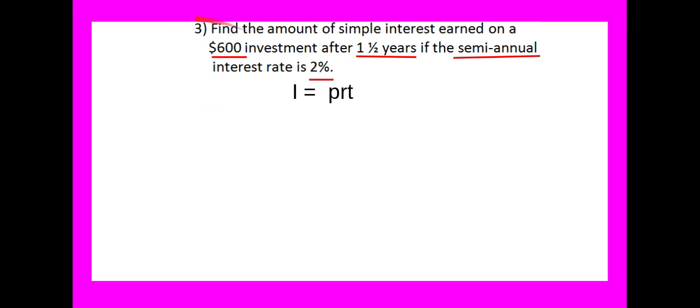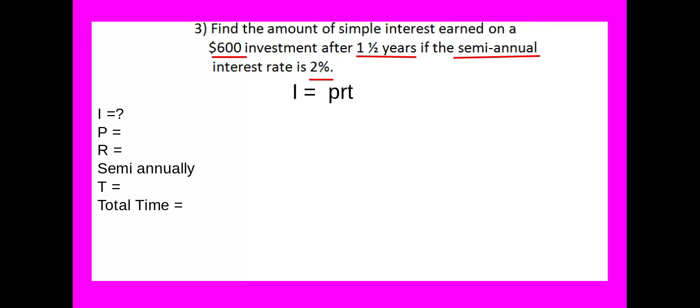So we underline our key information, $600, 1.5 years, semi-annually, which means 2 times a year at 2%. So we're going to have to add a couple extra steps on the side. So please write these down and pause the video to get them down so we can fill them in.